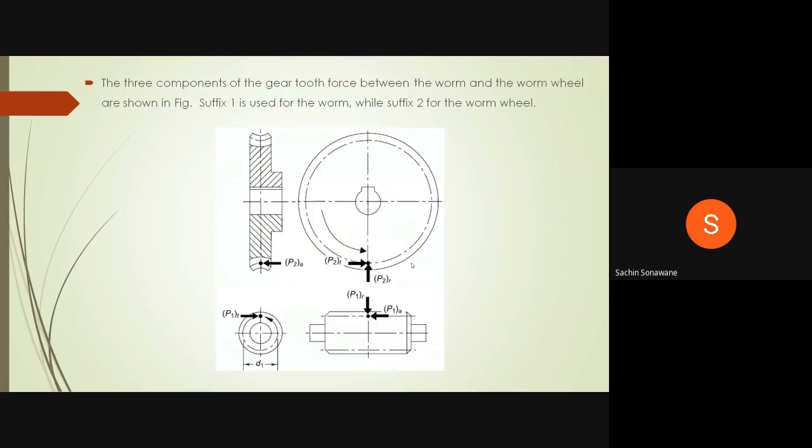The three components of the gear tooth force between the worm and the worm wheel are shown in figure. Suffix 1 is used for the worm while suffix 2 is used for the worm wheel. Therefore, this is worm wheel, this is worm. This is the radial force. R means radial force, A means axial force, T means tangential force.